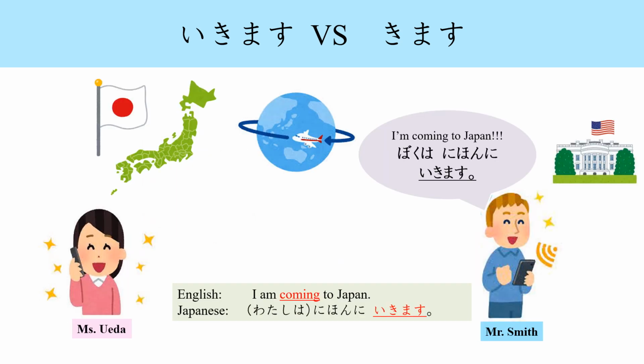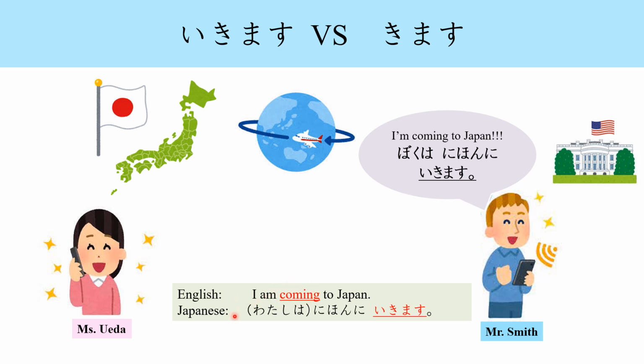Now let's examine a scenario that highlights the difference in verb usage between Japanese and English. Mr. Smith is preparing to visit Japan and inform Miss Ueda of his impending arrival. However, since he is currently in his home country, the situation requires a linguistic adjustment. In English, you would say, I'm coming to Japan, using the verb come.